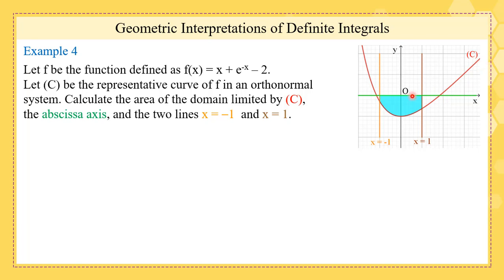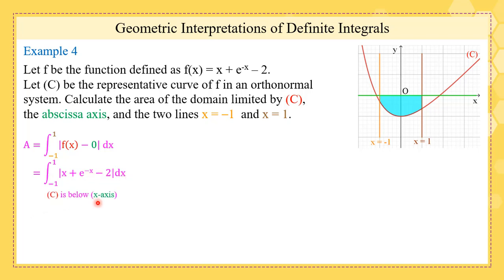This is the curve C, the abscissa axis, the first line x equal minus 1, the second line x equal 1. The area A equals the integral from minus 1 to 1 of the absolute value of f of x minus 0, the equation of the x-axis, equal the integral from minus 1 to 1 of the absolute value of x plus e^(-x) minus 2 dx.